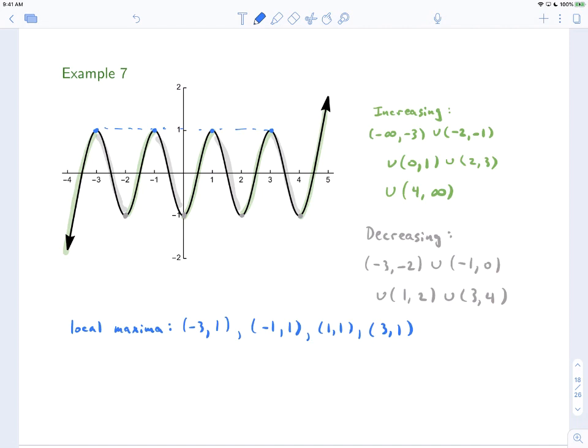Now what about the local minima? So there's one at -2, and all of these have the same value too. These are all -1. And then there's going to be one at 0, -1, and 2, -1, and 4, -1. And those are our examples of local maxima and minima for this graph.